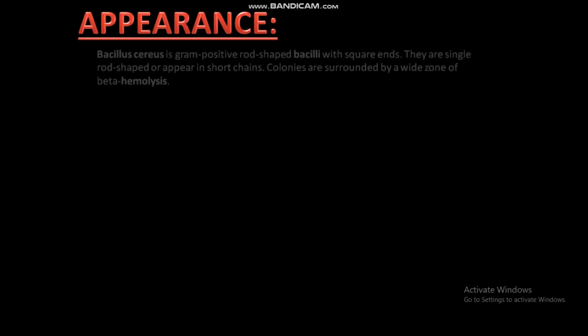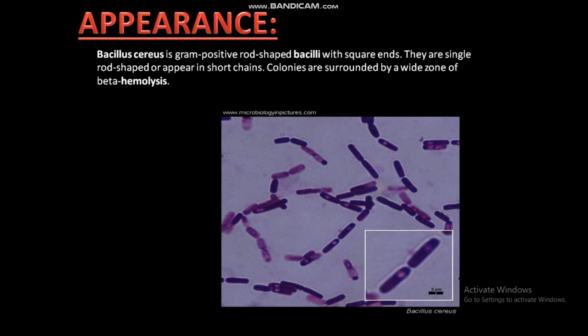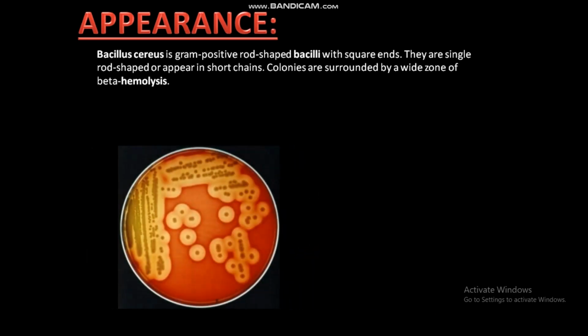Bacillus cereus is seen on microscope as gram-positive rod-shaped bacilli with square ends. They are single rod-shaped or appear in short chains. Colonies are surrounded by a wide zone of beta-hemolysis.